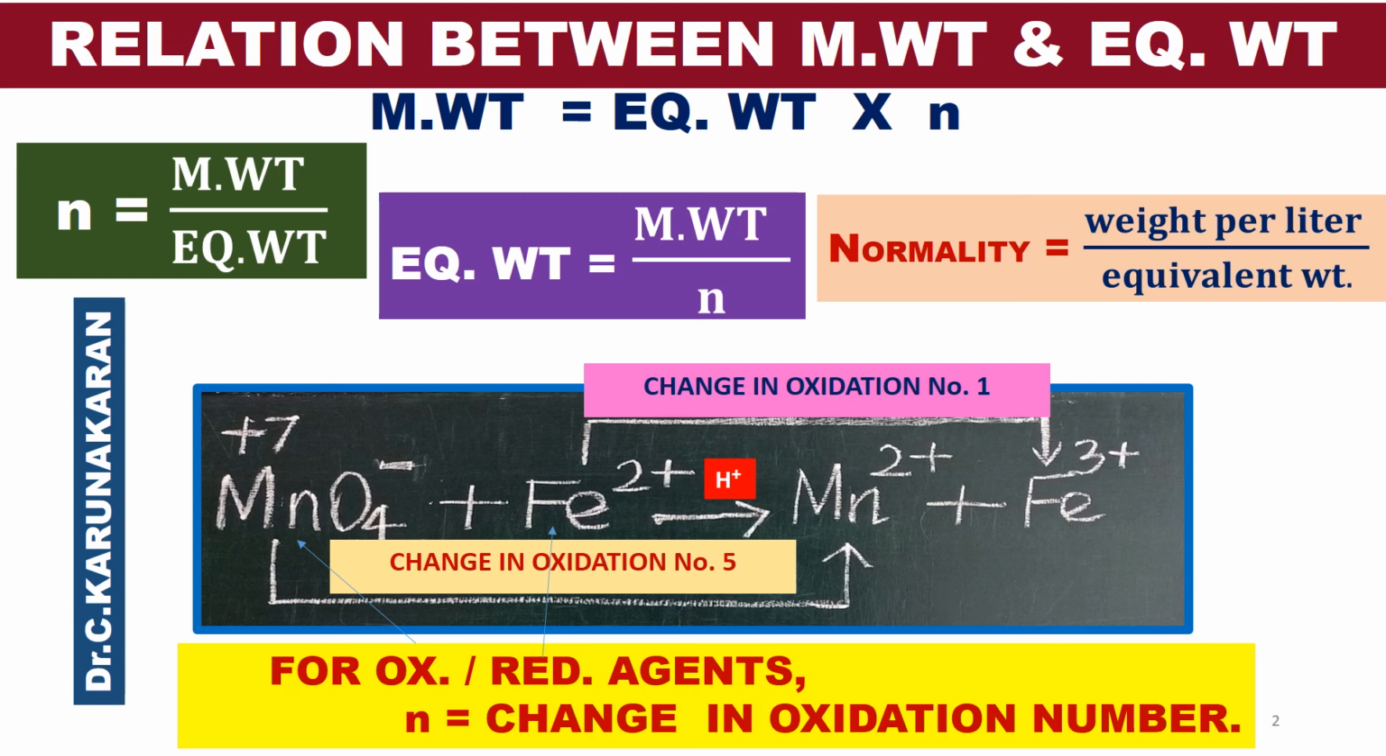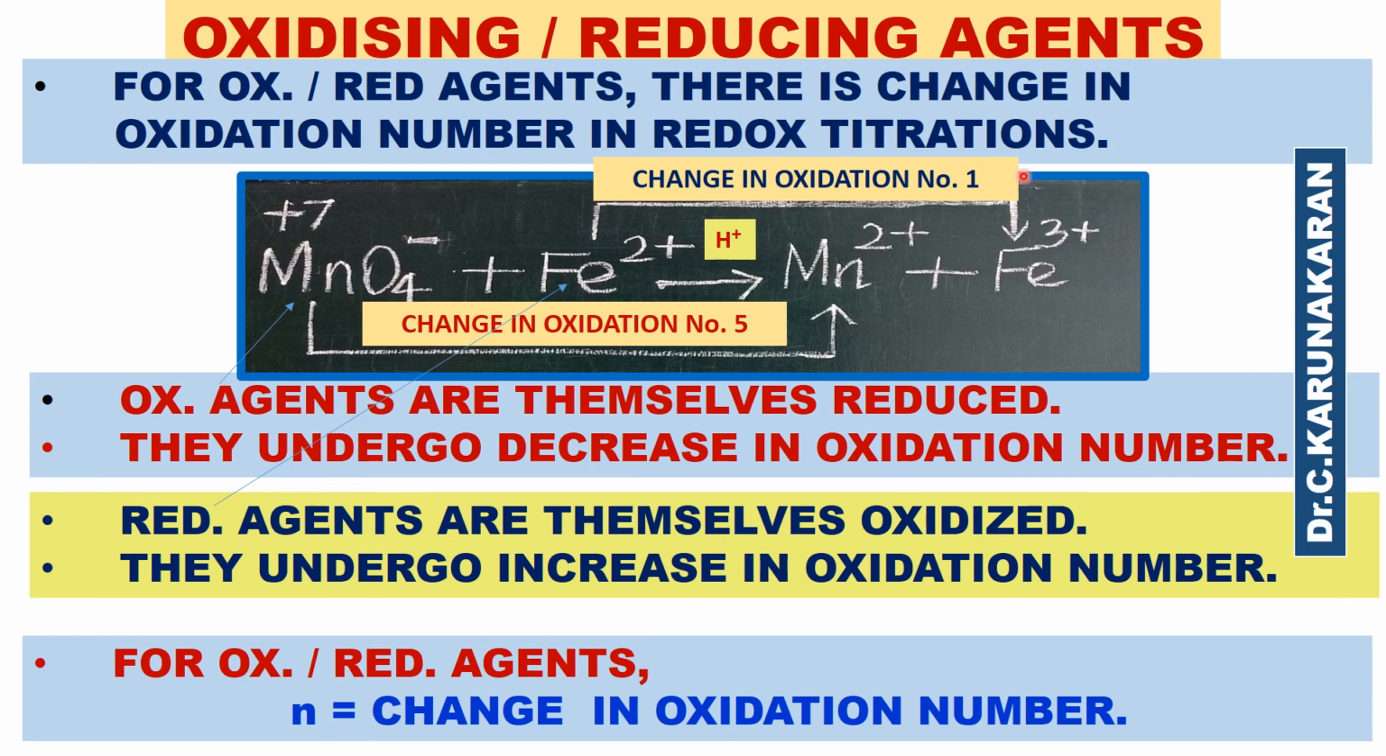We will see why. So, what are oxidizing agents and reducing agents? Oxidizing agents are themselves reduced. For example, potassium permanganate is a powerful oxidizing agent in the acid medium. It is itself reduced: plus 7 is reduced to plus 2. Therefore, it gains 5 electrons. The change in oxidation number is 7 minus 2, which is 5. Whereas for ferrous ammonium sulfate or ferrous sulfate heptahydrate, ferrous is oxidized to ferric. The change in oxidation number is 1.